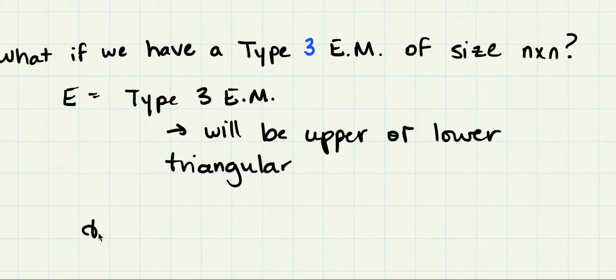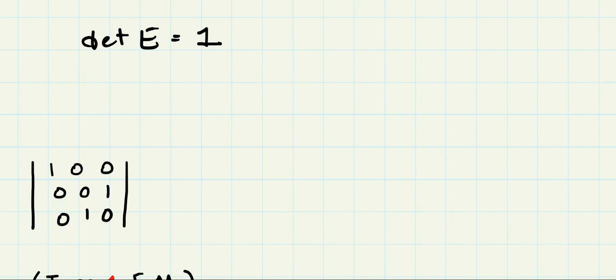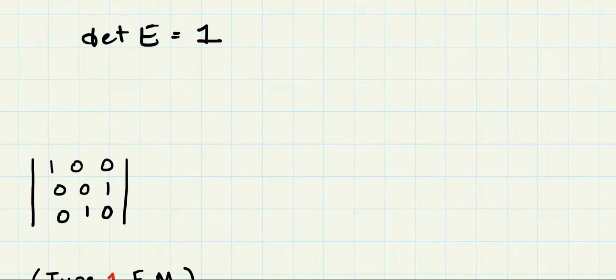And that's going to tell us that the determinant of E is just the product of the diagonal entries. You're not changing the diagonal entries, so the product of those entries is just 1. And this is for any size type 3 elementary matrix. Now let's do one that's a little bit tougher.